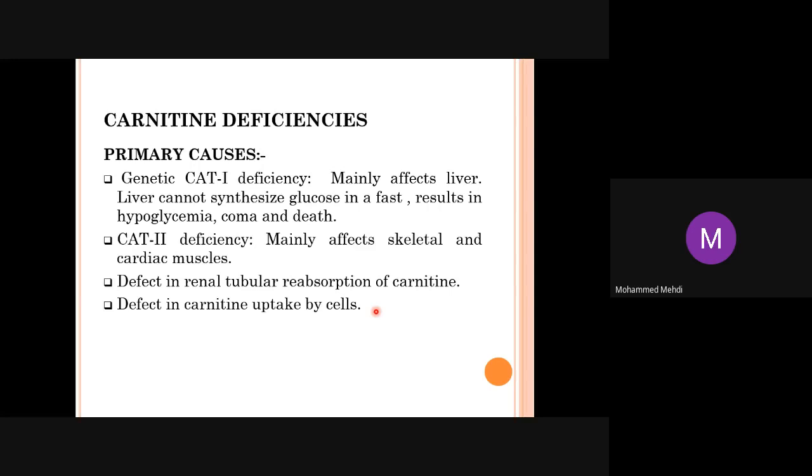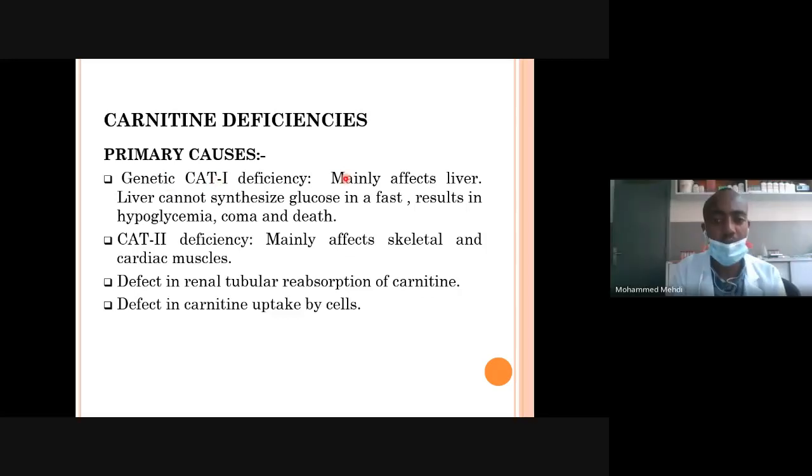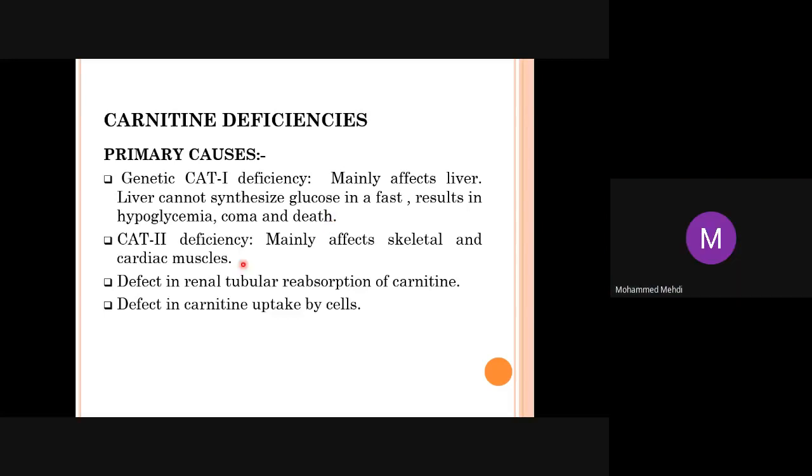If you have carnitine deficiency, as a result, we cannot transport fatty acid into the matrix, and then we fail to use fatty acid as a source of energy in our body. That may be due to carnitine acyltransferase 1 deficiency, a genetic defect of this enzyme. As a result, we'll have hypoglycemia, coma, or death. Carnitine acyltransferase 2 deficiency mainly affects skeletal and cardiac muscle. Again, this is a genetic defect.